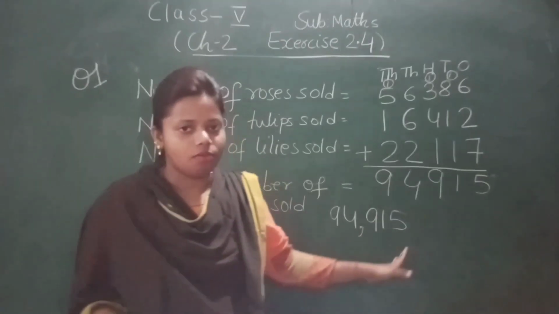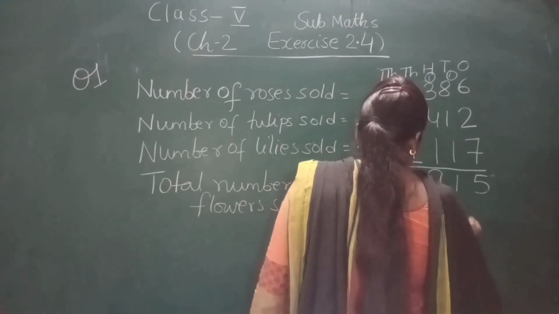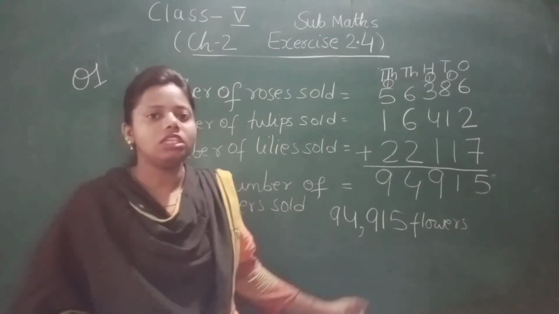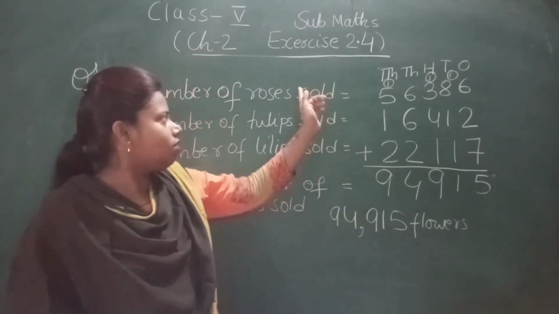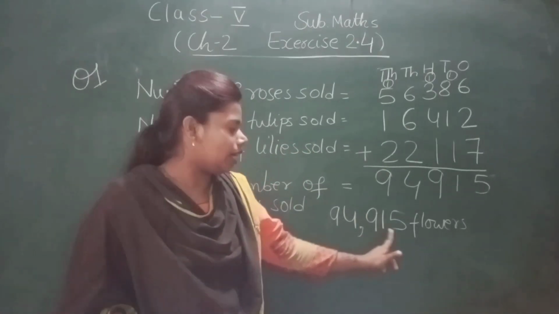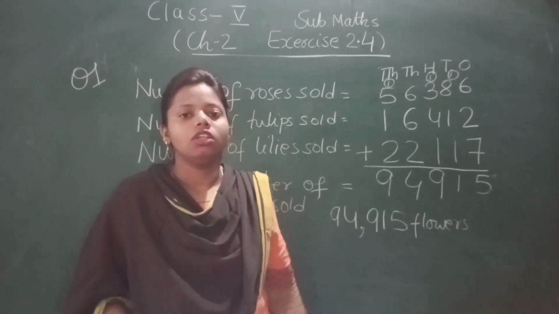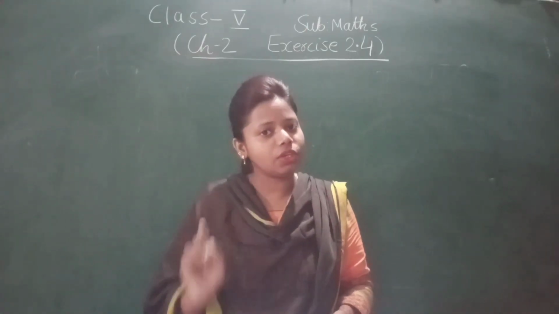94,915 flowers. So this was the total number of flowers we have sold in a year. When we added the number of roses, tulips and lilies, we got 94,915 flowers. So now let's do question number 2.